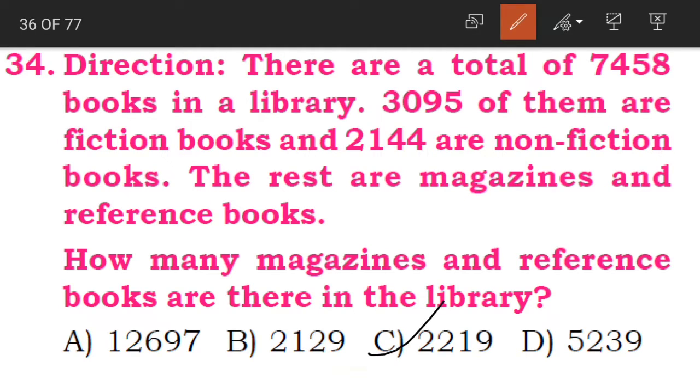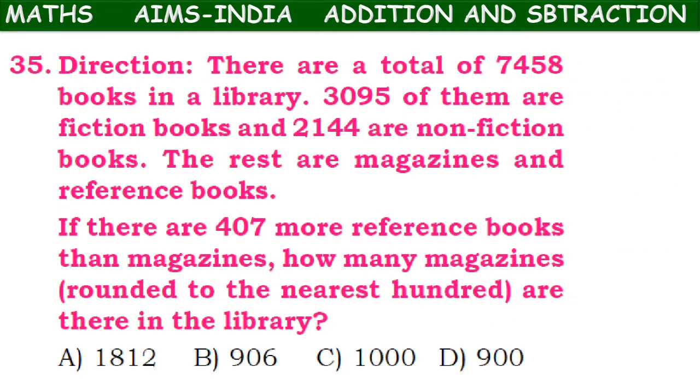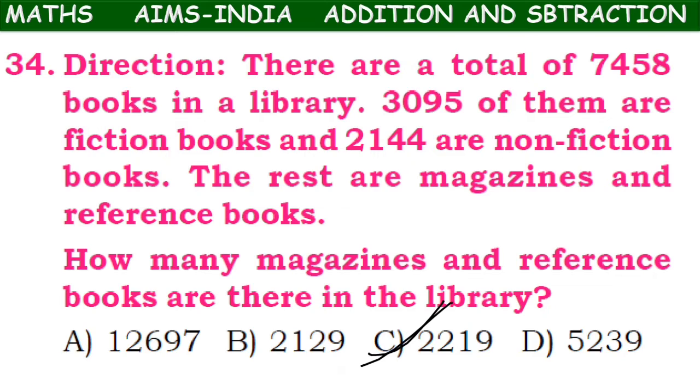What was our correct answer? Option C, 2219. Moving on to question number 35. See, again a similar question. Now the same thing is given. The total books, fiction books and non-fiction books. The rest are magazines and references. And from that, there are 407 more reference books than magazines. How many magazines, rounded off to the nearest 100, are there in the library?